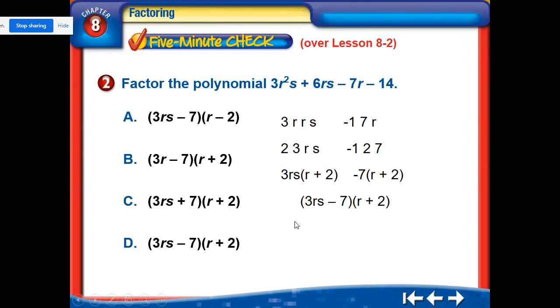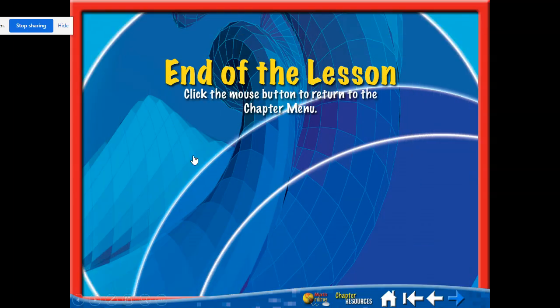Oh, I lied, there's one more, sorry. 3r squared s is 3rrs, and 6 is 2 times 3 times r times s. So sometimes we have more things that come out in front, okay. 3r and s, leaving me r plus 2. Over here we have the negatives, so we get negative 7 and r plus 2, again the same. So 3rs minus 7 and r plus 2. That's what I have for you today.